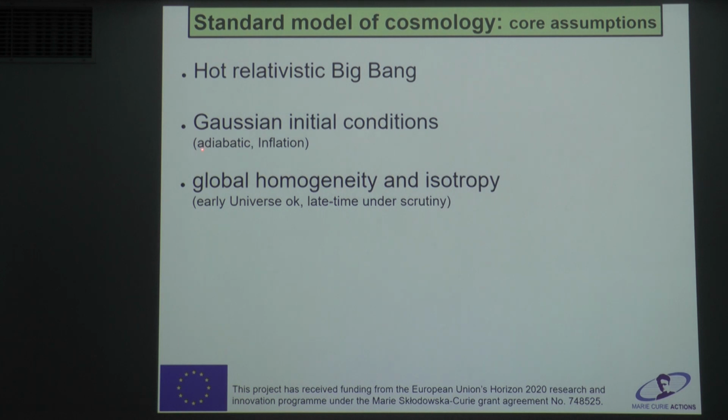Now, we also assume that the universe can be described using two simple symmetries. So we assume global homogeneity and isotropy. And the word global is very important, because obviously, locally, the universe is neither homogeneous nor isotropic.